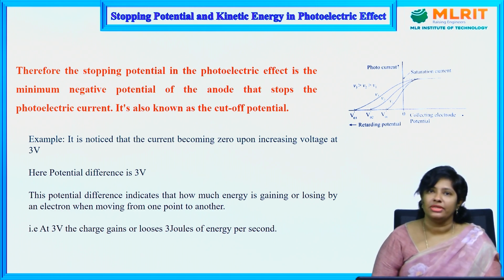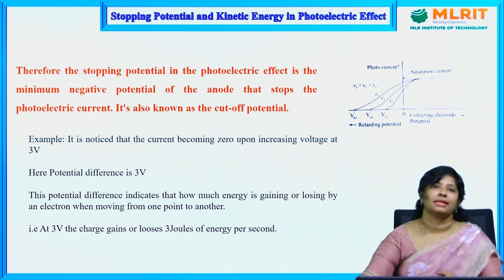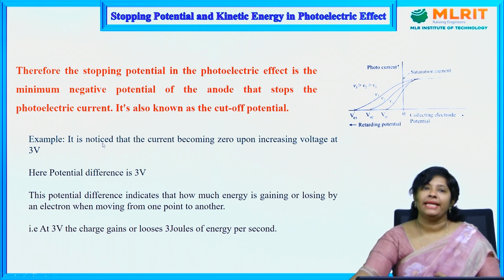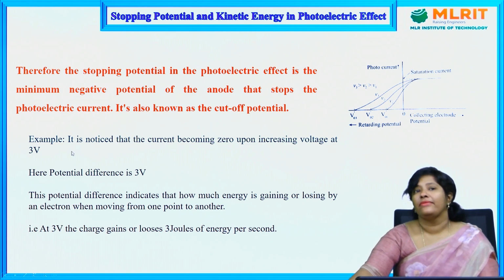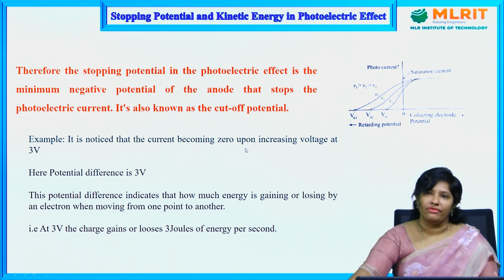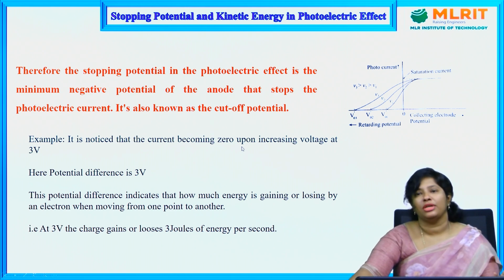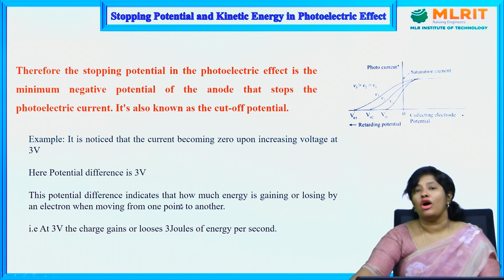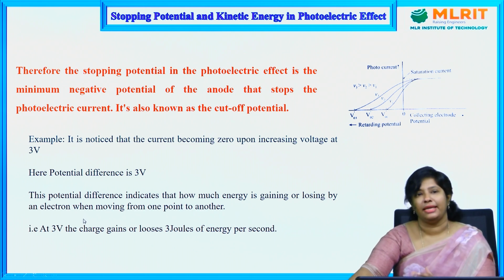Now our interest is to measure the kinetic energy. For that, let us consider a small example here. In our previous example itself, we have noticed that the current becomes zero upon increasing the voltage from 1 volt to 3 volts. Here the potential difference is 3 volts. This potential difference directly indicates how much energy is gained or lost by an electron when moving from one point to another point.